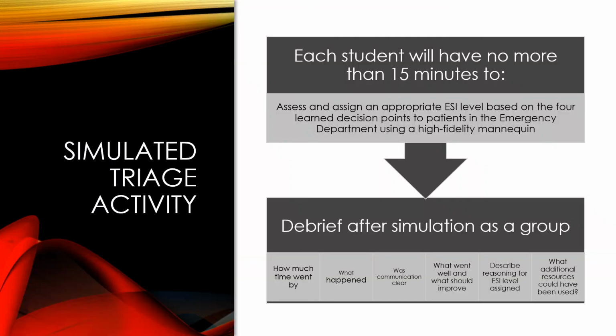So now that everyone has a good understanding of how to use the ESI algorithm and the 4 decision points, each student will have 15 minutes to perform a simulation to assess and assign an appropriate ESI level based on the 4 learned decision points to patients in the emergency department using our simulation mannequin, and we will debrief as a group after. Students who are waiting for their simulation will practice assigning ESI levels with me until it is their turn, so please see me for the worksheets.